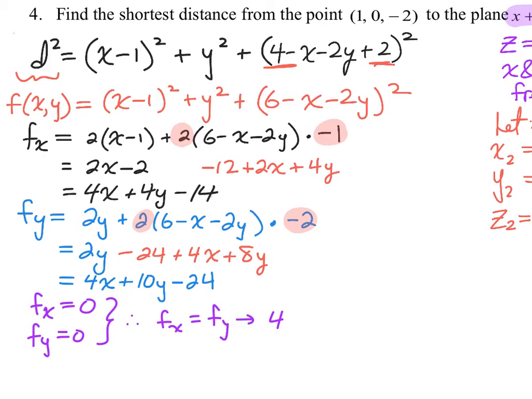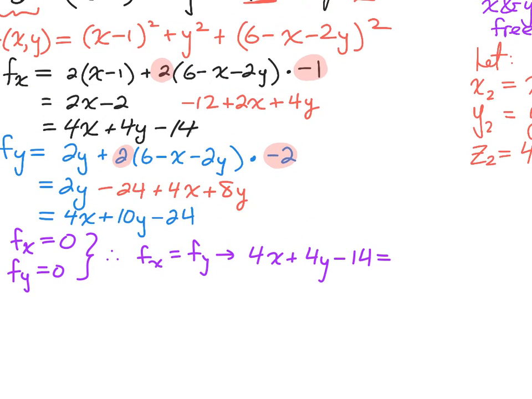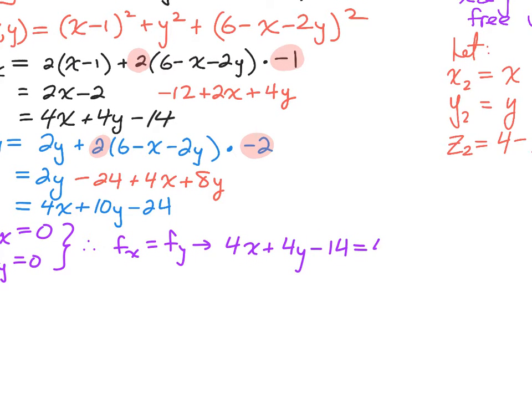So 4x plus 4y minus 14 equals 4x plus 10y minus 24. 4x's cancel. We're looking at 6y equals, we're adding 24 to both sides, 10. So y would be equal to 5/3.